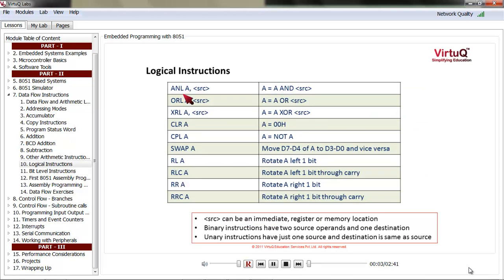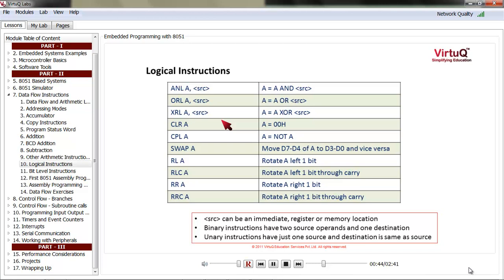Let's go over all the logical instructions. These instructions can be put in two different categories. The first category is that of binary instructions, and the second category is that of unary instructions. So binary instructions are AND, OR, and XOR instructions. Mnemonics of these instructions are ANL, ORL, and XRL. L stands for logical, and the first two letters indicate what kind of instruction it is. So ANL is AND logical, ORL is OR logical, and XRL is XOR logical. And the semantics is pretty clear.